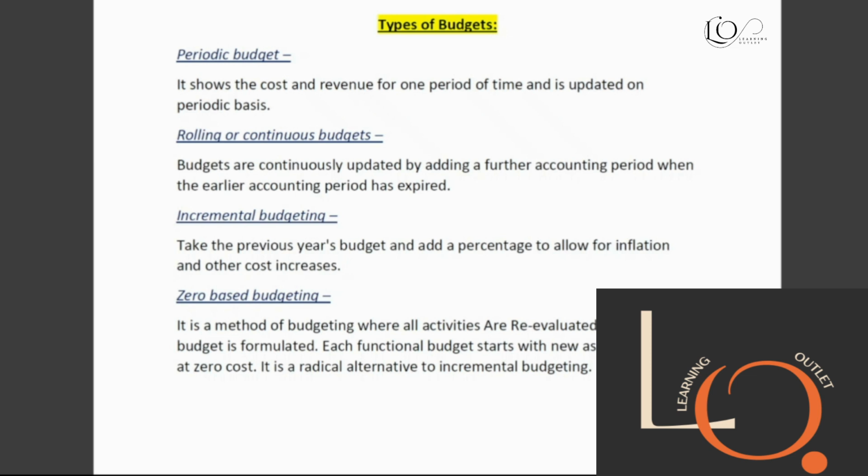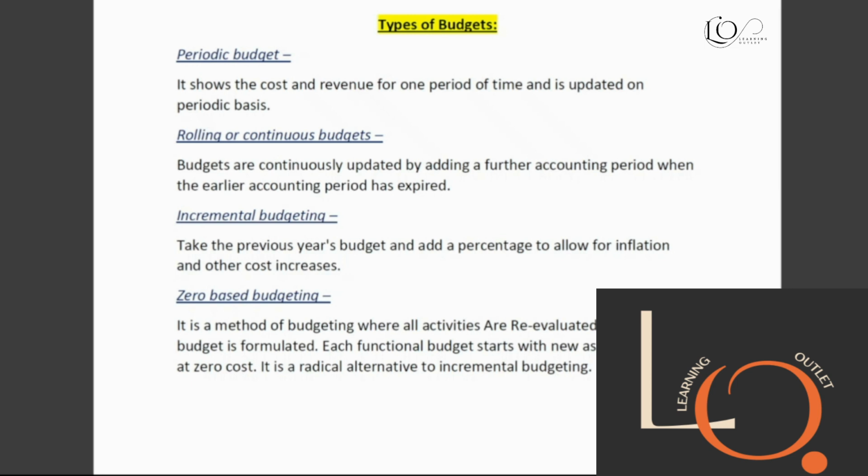Secondly, it can be a rolling or a continuous budget, which means from one accounting period to another accounting period. It could be 1st January to the 31st of December. It could be the 1st of April to the 31st of March, depending on what accounting period your business is following. After one accounting period is over, you create the budget for another accounting period. That is your rolling or continuous budget. So first is periodic budget, quarterly. Next, rolling budget, yearly.